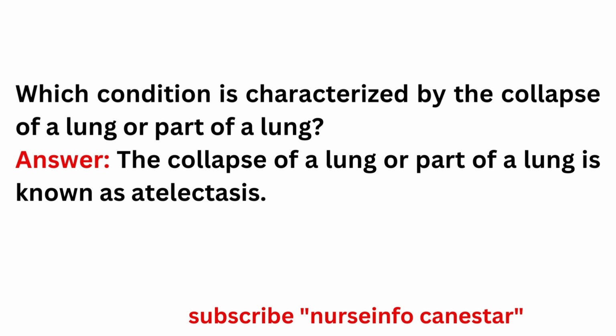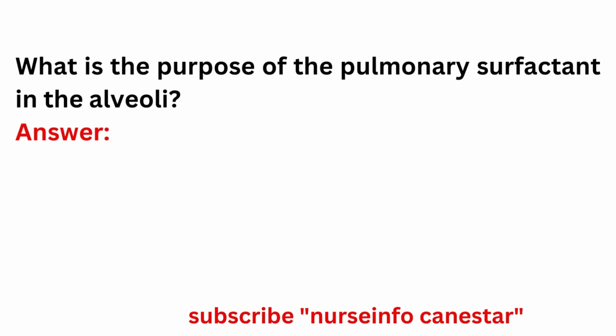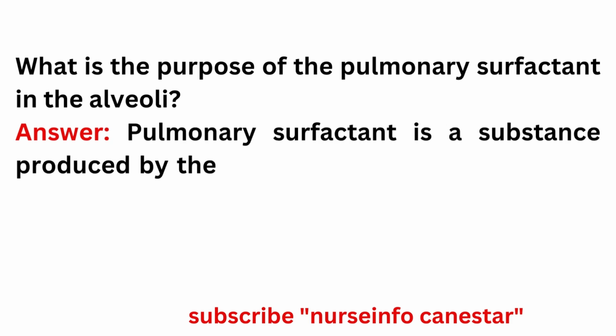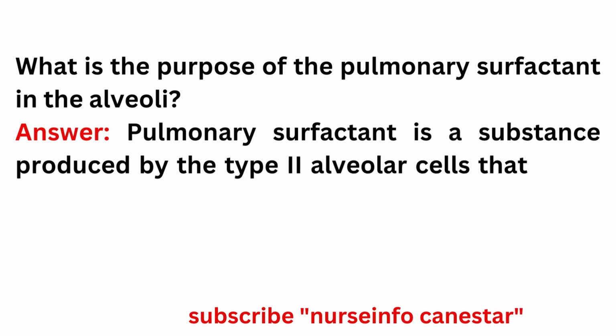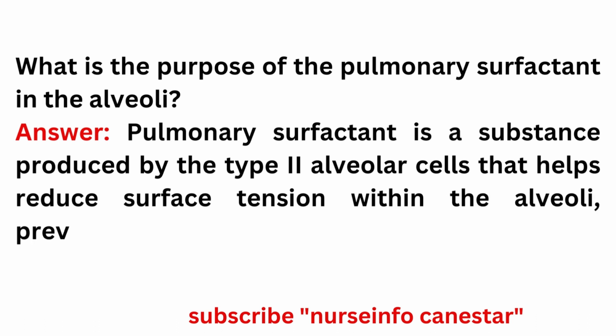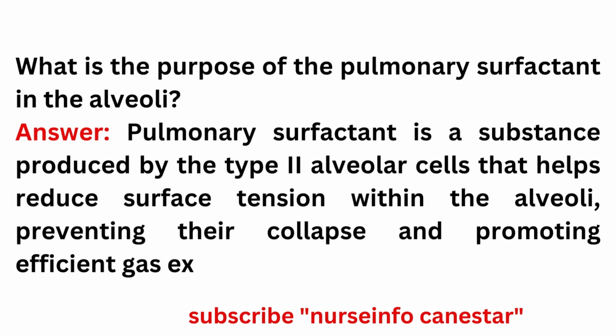What is the purpose of the pulmonary surfactant in the alveoli? Answer: pulmonary surfactant is a substance produced by the type II alveolar cells that helps reduce surface tension within the alveoli, preventing their collapse and promoting efficient gas exchange.